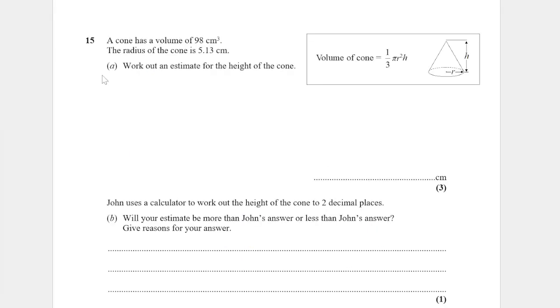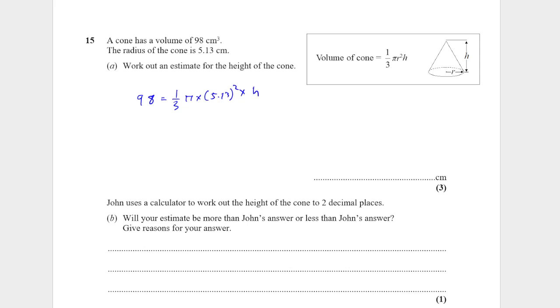Okay, question 15. A cone has a volume of 98 centimeters cubed. The radius of the cone is 5.13. Work out an estimate for the height of the cone. Okay, so let's use this formula and plug in what we know. We've got 98. The volume is equal to 1/3 of pi times the radius squared times the height of the cone.